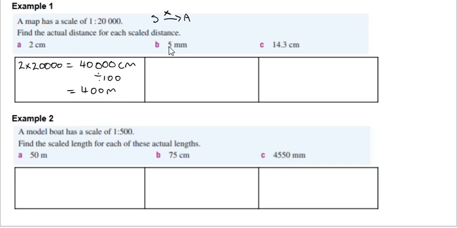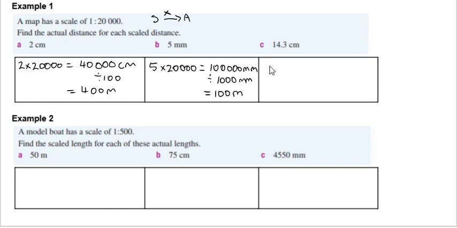Alright, the next one, 5 millimetres on the scale. What is it in actual? So 5 times 20,000 gives me 100,000 millimetres. Okay, I'm going to divide that by 1,000 because there is 1,000 millimetres in a metre, and that will give me 100 metres.